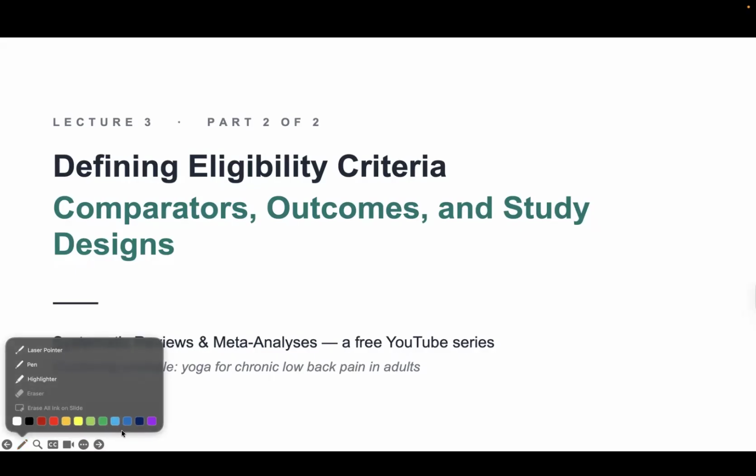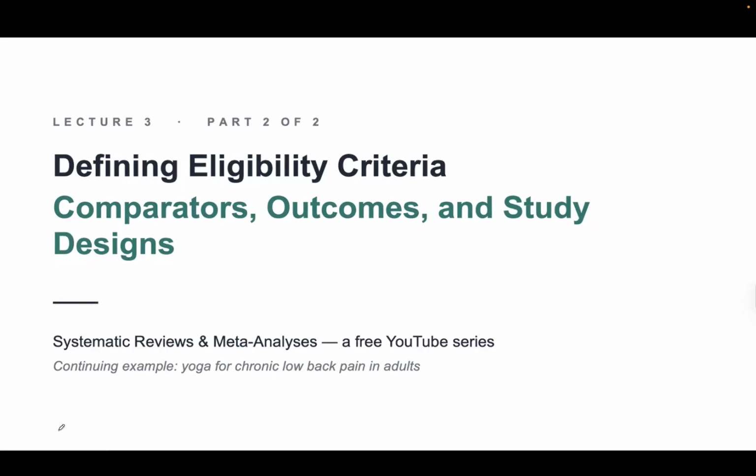In part 1 of the series, we tackled the first half of eligibility criteria. That was population and interventions. There we talked about pre-specification, the three levels of PICO, the lumping versus splitting decision. Now we move to the trickier half: comparators, outcomes, and study design.